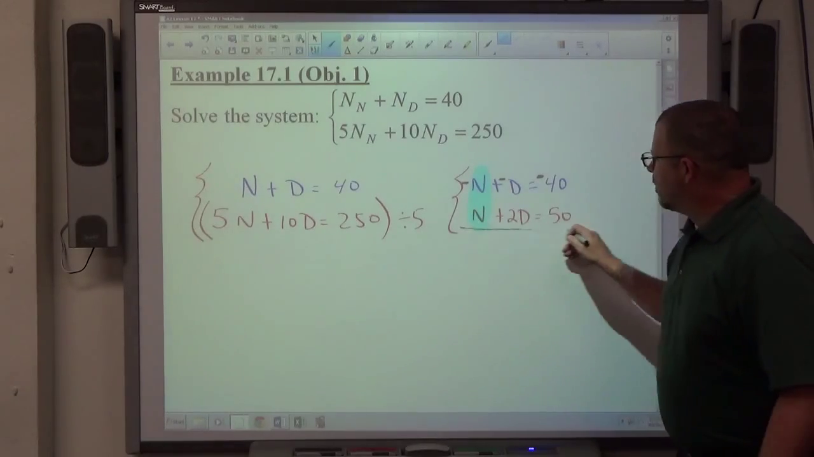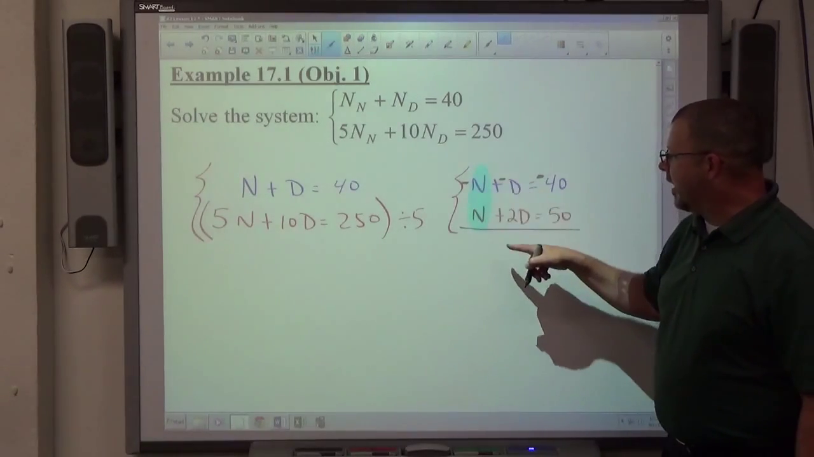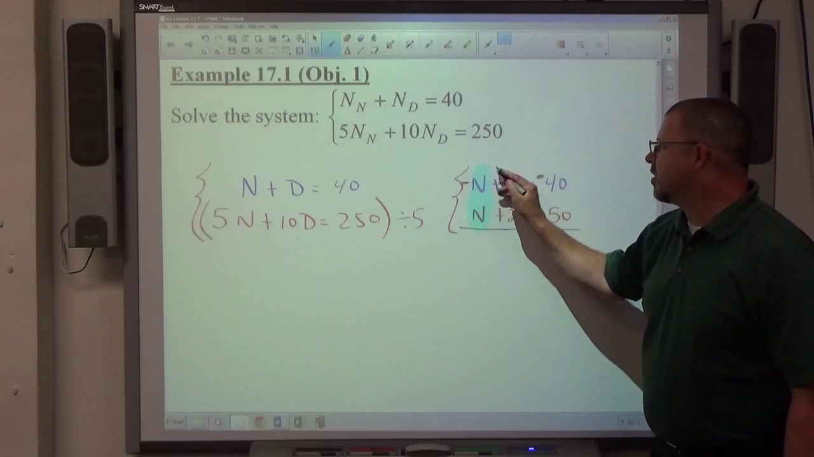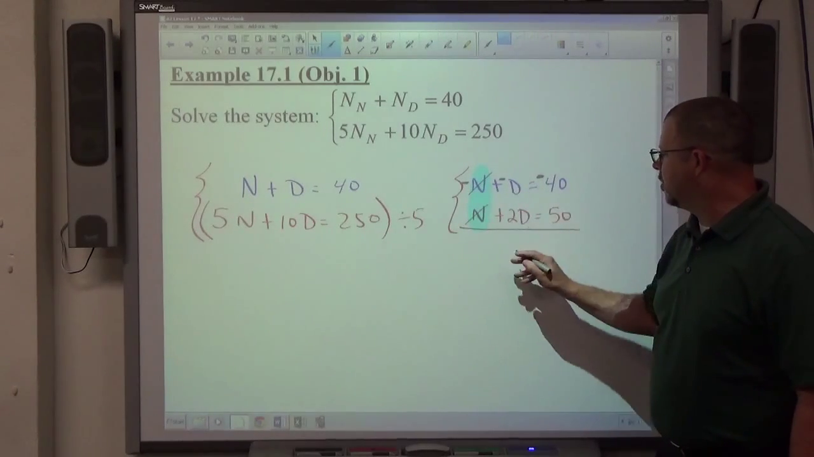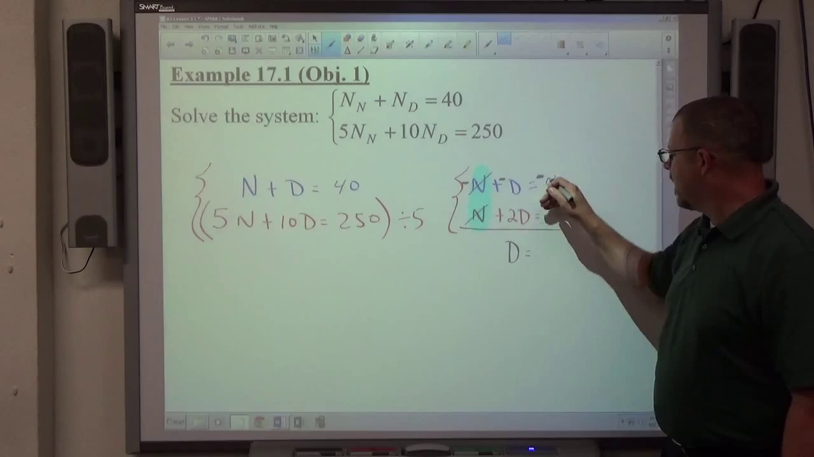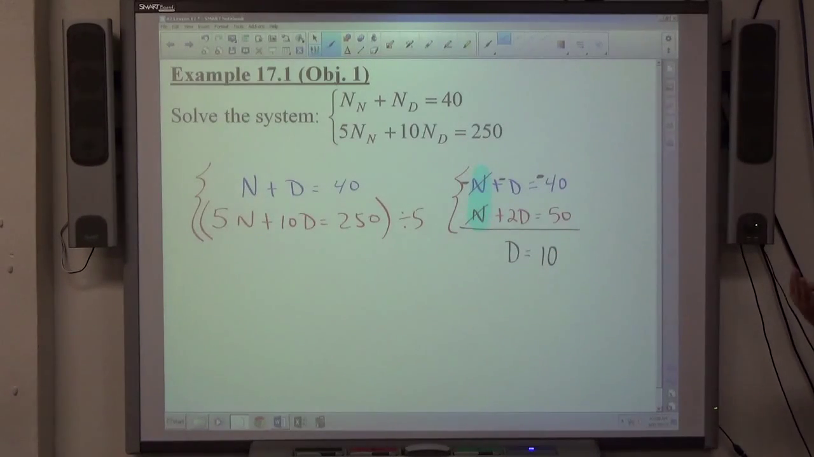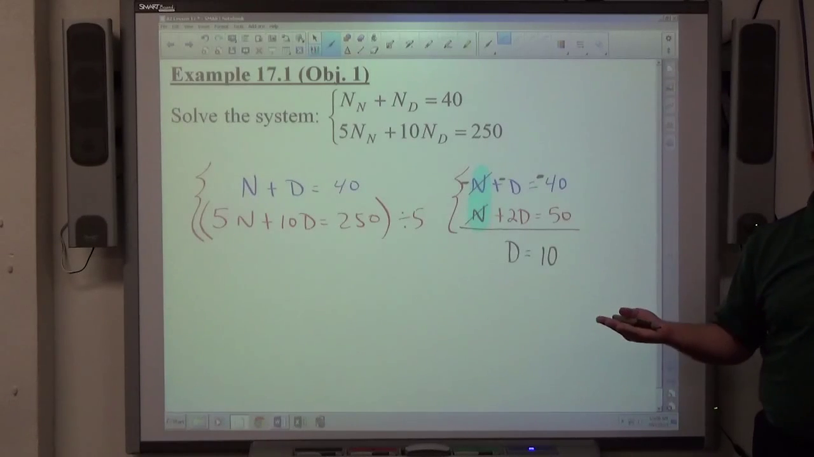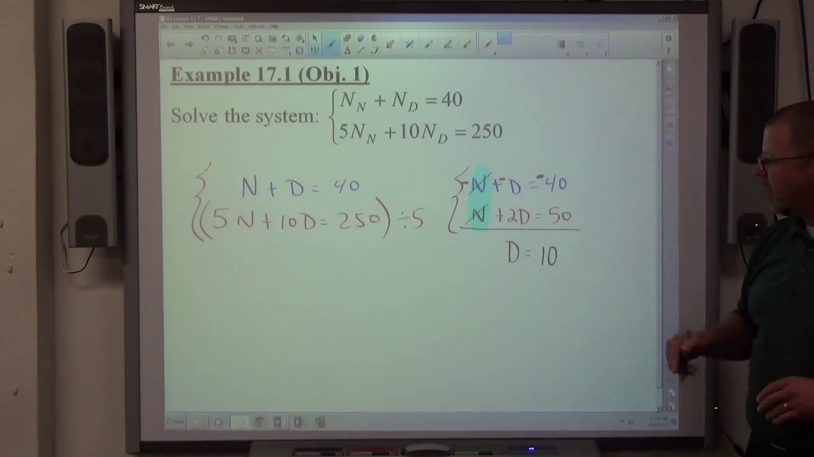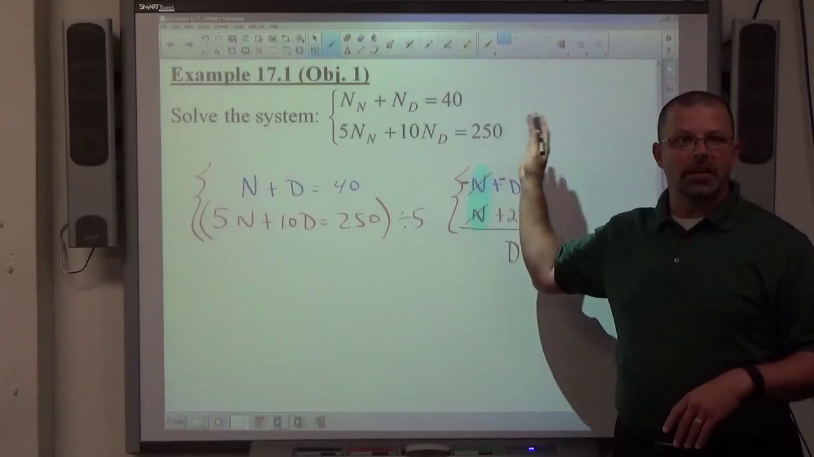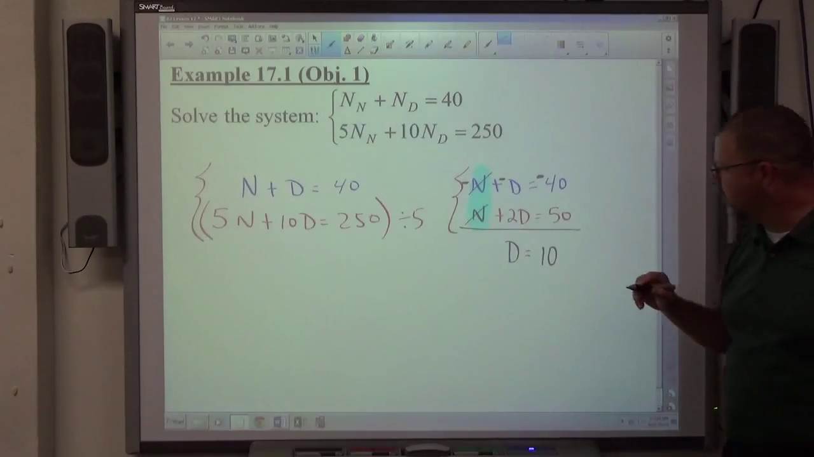If I do that and combine like terms, now the two equations can be added together. Negative n plus positive n cancels. Negative d plus 2d makes positive 1d. Negative 40 plus 50 equals positive 10. And just like that, we get an answer. In this case, if we're dealing with dimes and nickels, the number of dimes is 10. We don't know that's dimes and nickels because it didn't give us any kind of word problem, but just know that's where we're going.